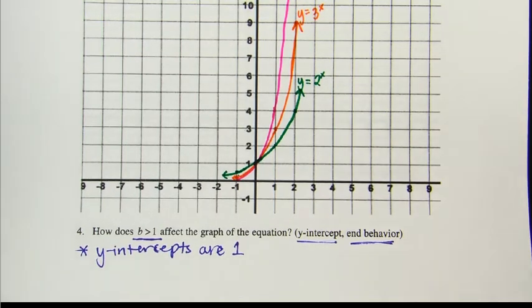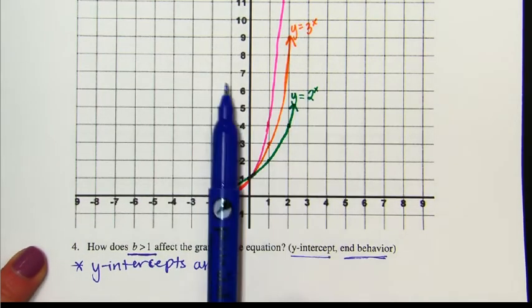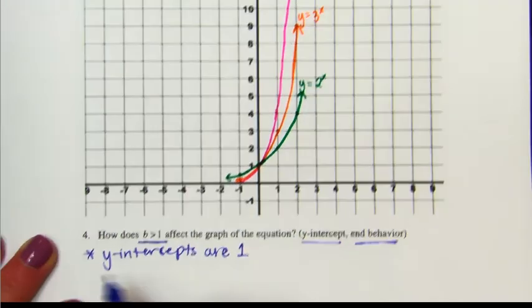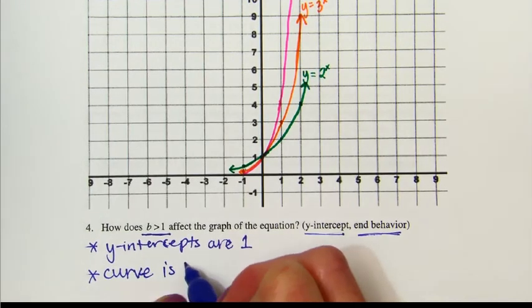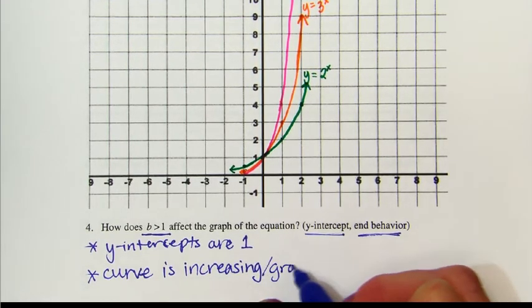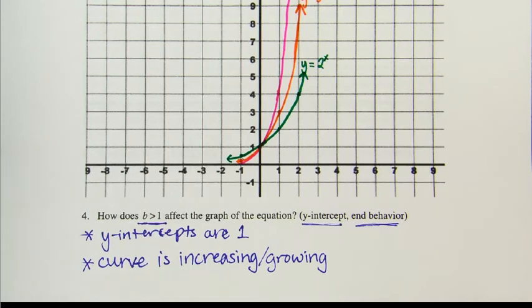Now remember, the end behavior basically means, from left to right, what's happening in the graph. Is it increasing? Is it decreasing? What's the trend, or what is happening? What's the behavior from left to right? And if we look, our curve is increasing from left to right. Starts low, goes high. So our curve is increasing. Now you can also say growing, because when we have exponential functions, we see a growth and a decay.